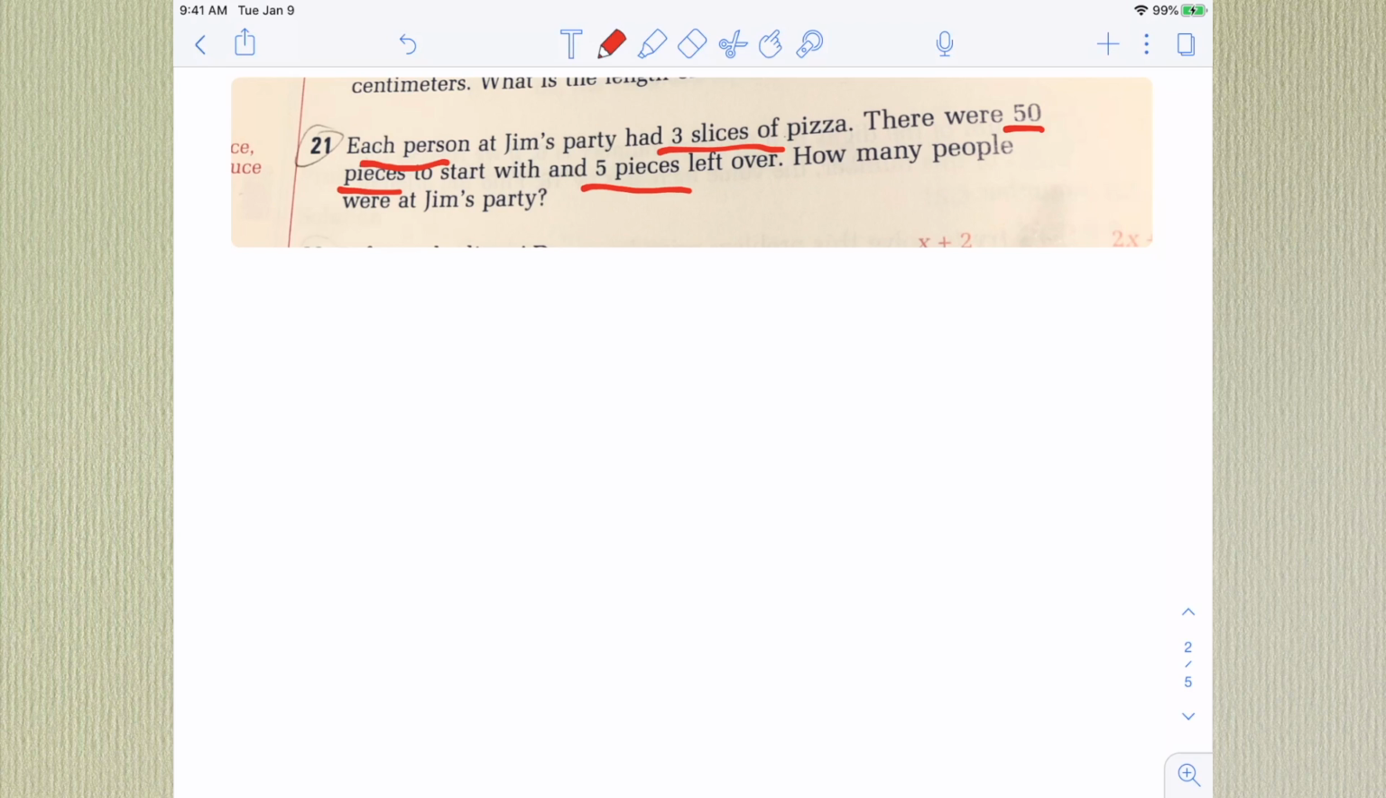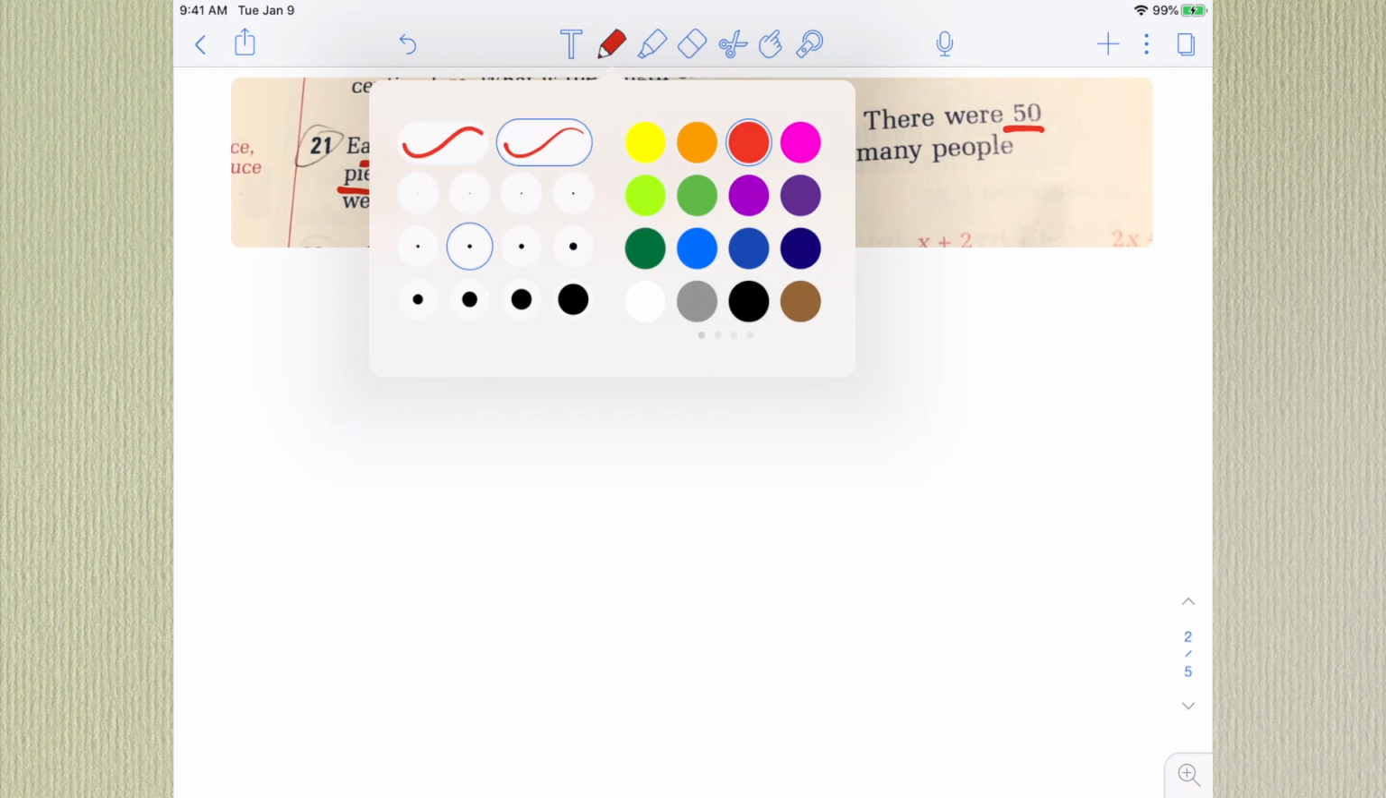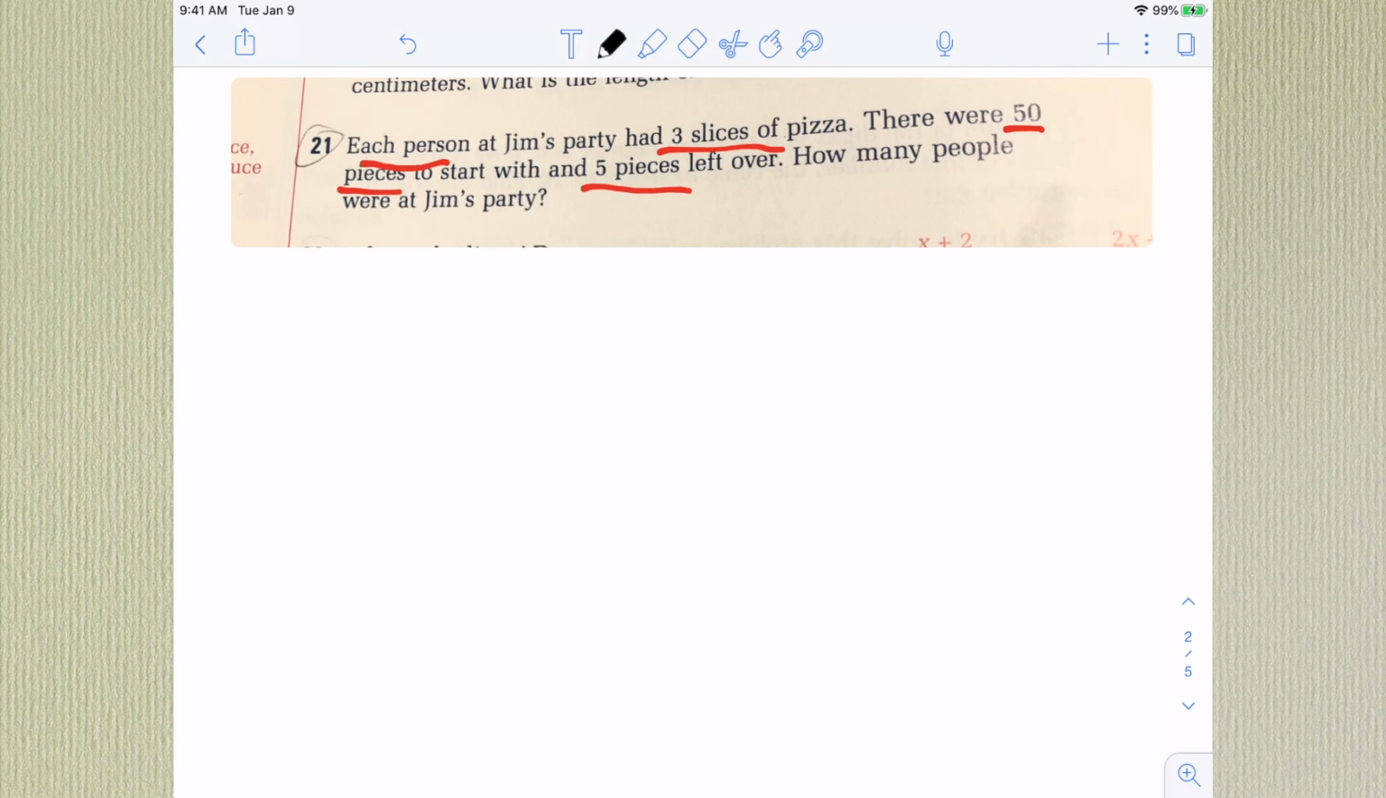Remember that we have to make a variable equal to a number here. That is our ultimate goal. So let's start with the number side of the equation. There are 50 pieces, and after everyone is done, there are 5 left. So that means there are 50 minus 5 pieces eaten, because we're trying to figure out how many pieces are eaten so then we can tell how many people there are at the party.